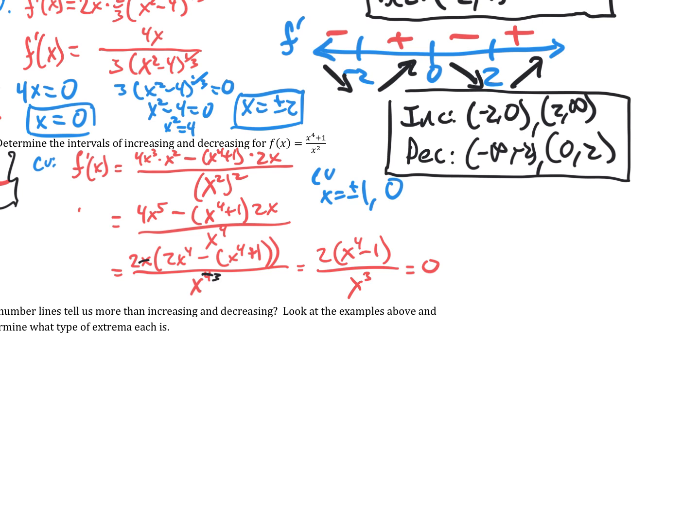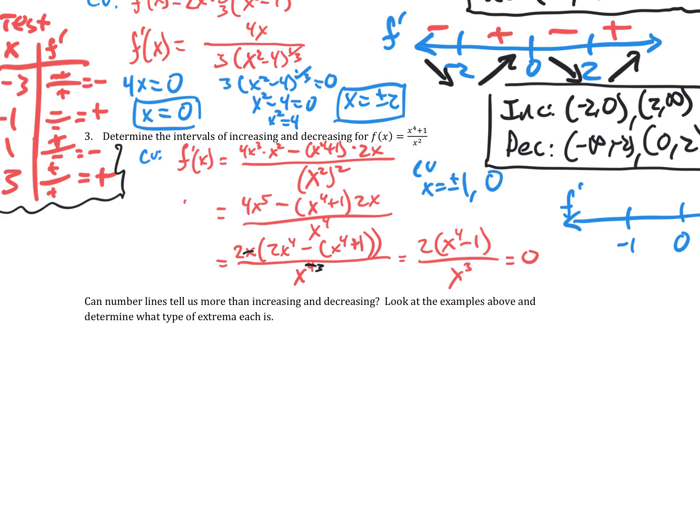So we're ready to make our number line here, our f prime number line. And that is going to happen. That's negative 1, 0, and 1. We mark our critical values, and we're going to test it in between here. All right? So let's do our test here.